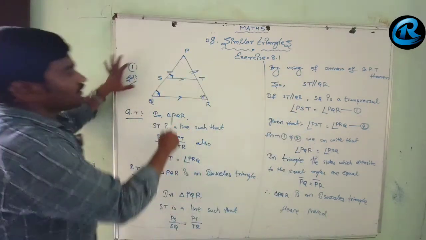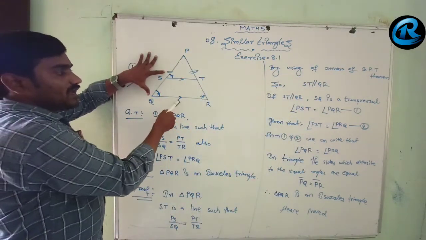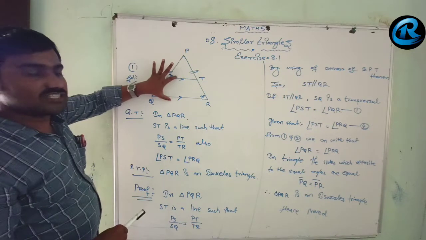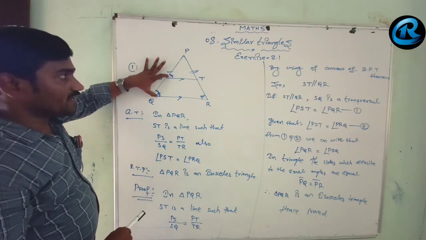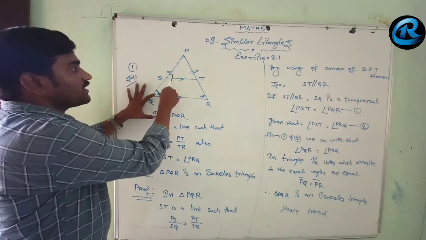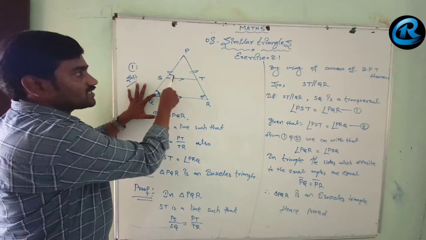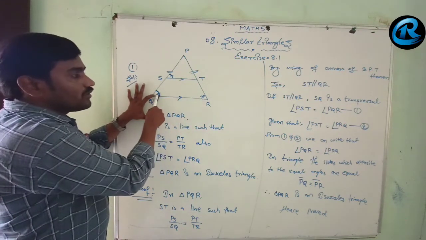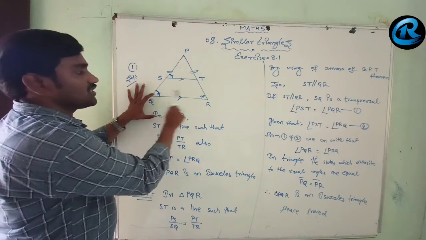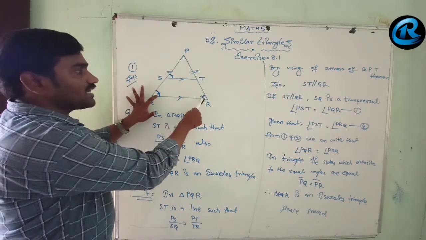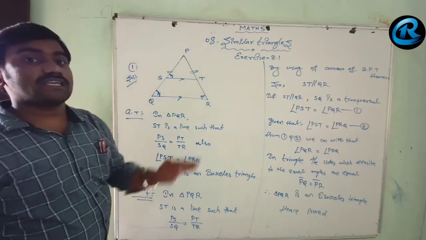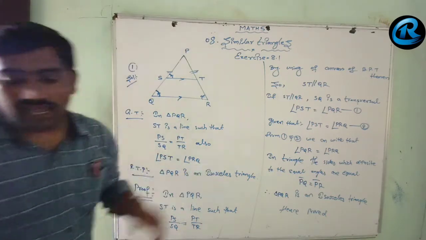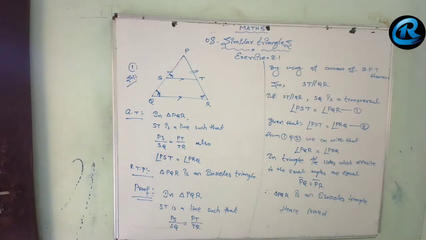Simple. We have proved that ST is parallel to QR by using Converse of BPT Theorem. These two angles are equal by corresponding angles. Now already this angle S is equal to angle R, and S equal to Q. By 1 and 2 we can say that Q is equal to R. If these two angles are equal, the opposite sides are equal. If these two sides are equal, it is known as an isosceles triangle. Hence we have proved this solution.